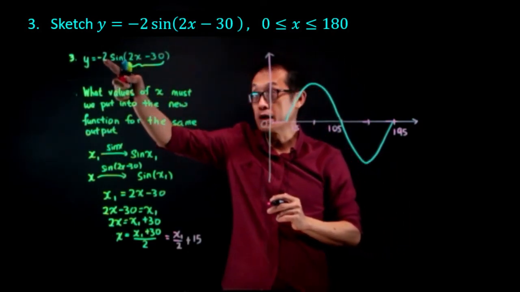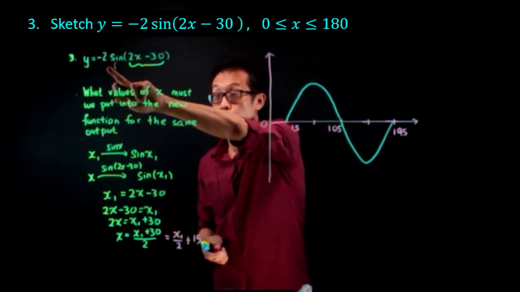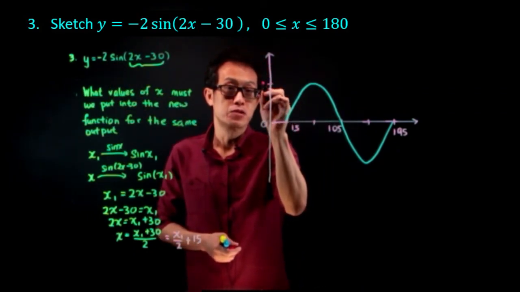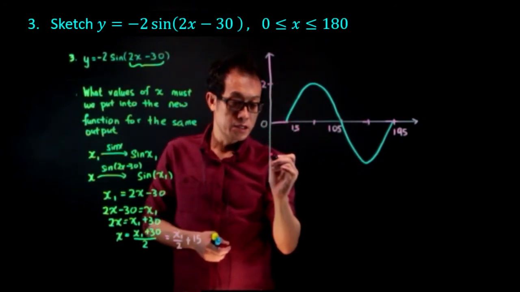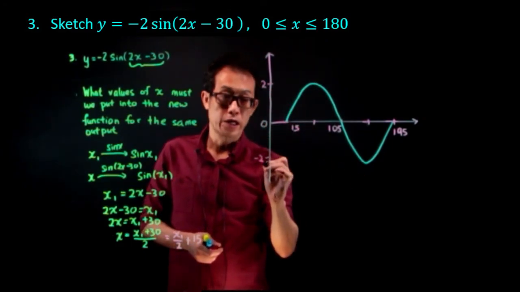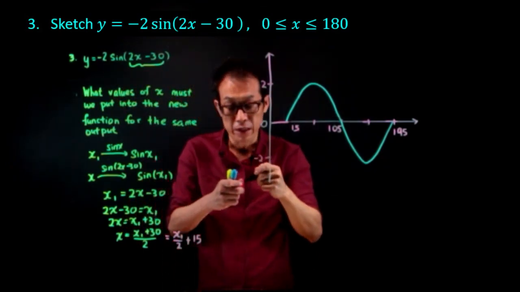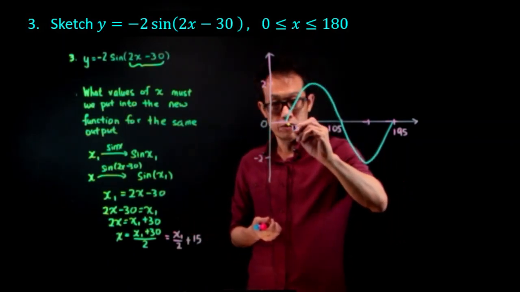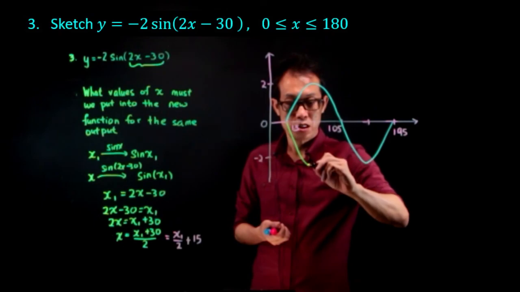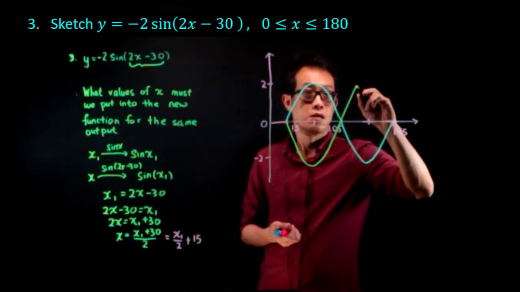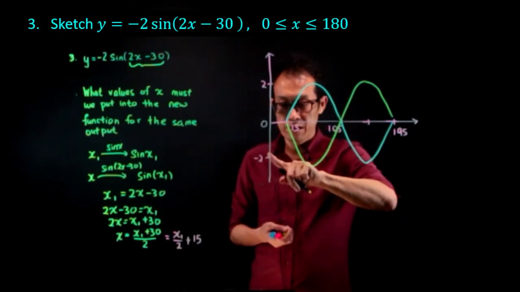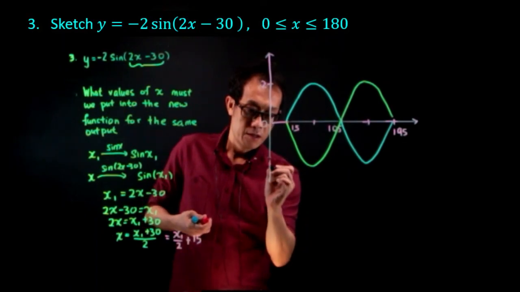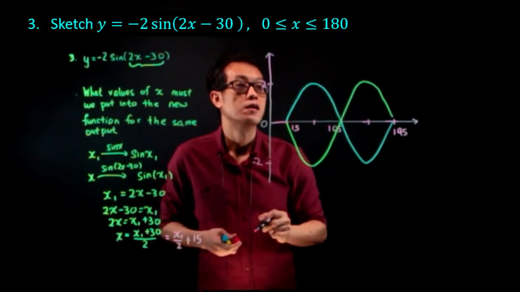Now let's apply minus 2. We multiply by minus 2. So you'll find that this part, instead of 1, now becomes 2, and this is minus 2. Now because it's negative, we need to flip the graph. So now your graph will look something like this, because of the negative. Maybe this one I should draw a bit lower. Minus 2.